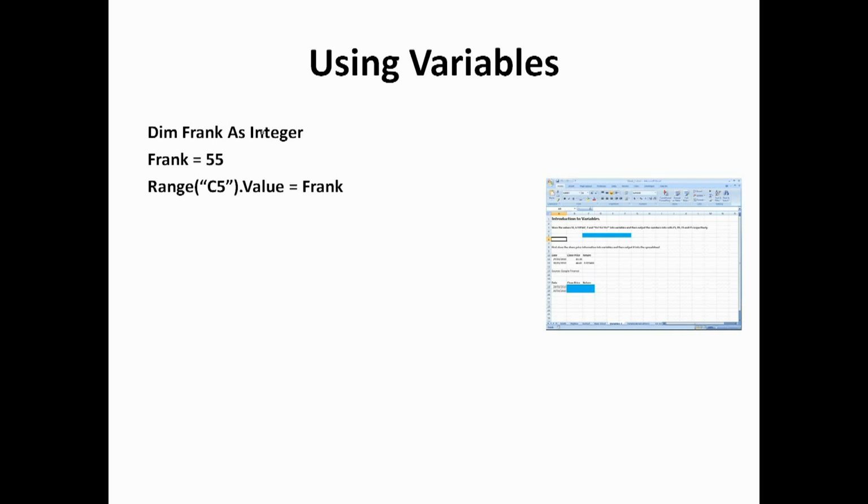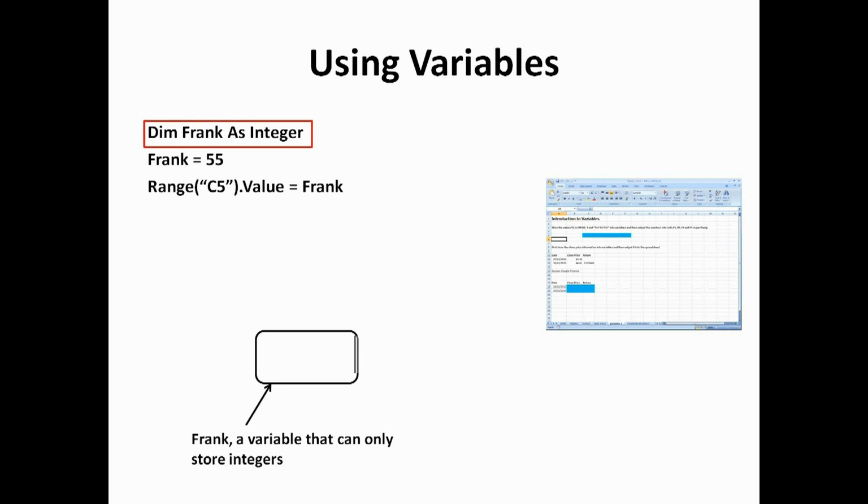Let's recap this again. When we write dim Frank as integer, we are declaring that we're going to take a piece of the computer's memory and we're going to call it Frank, and we're going to restrict it and say that in this piece of memory we can only store integers. We can only store numbers without any decimal places.